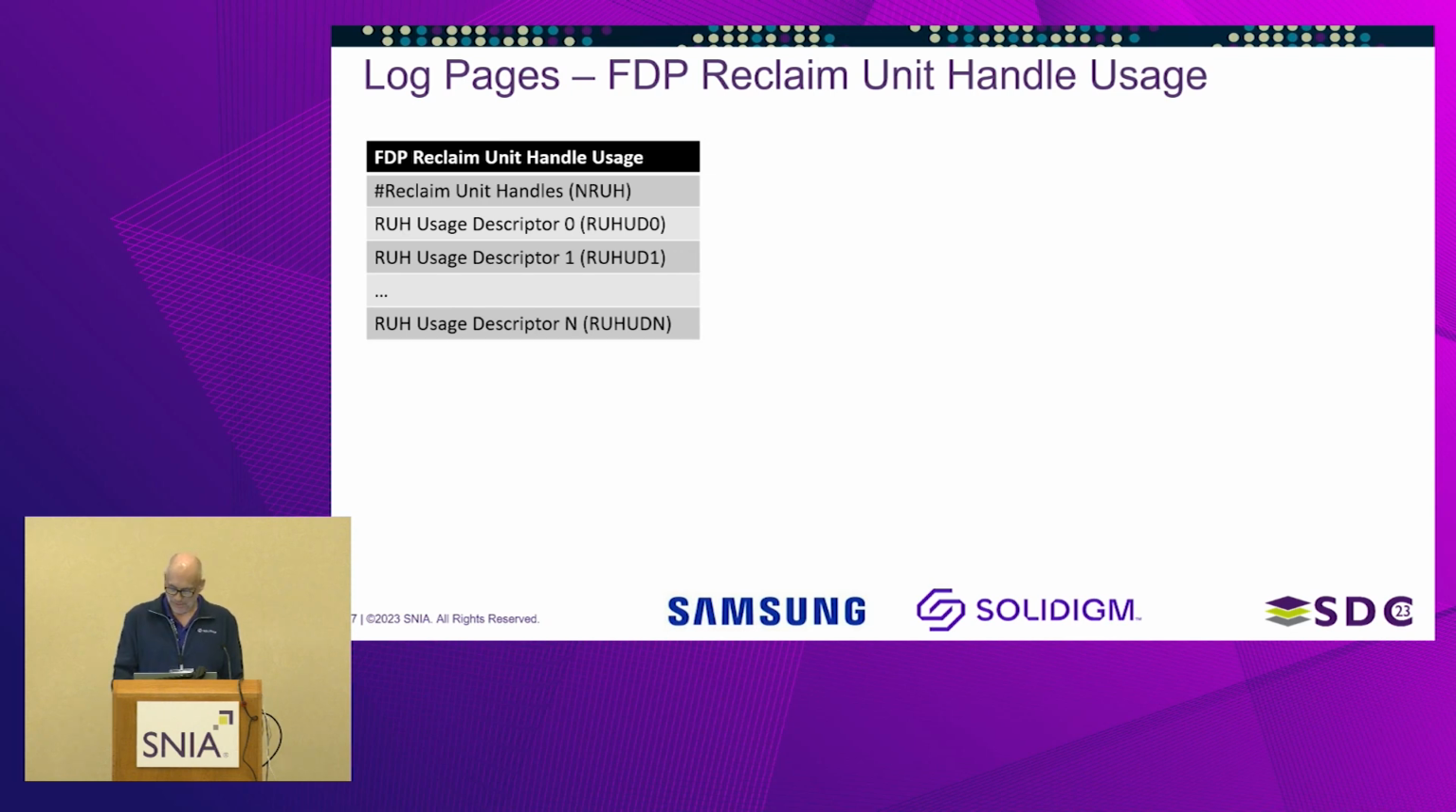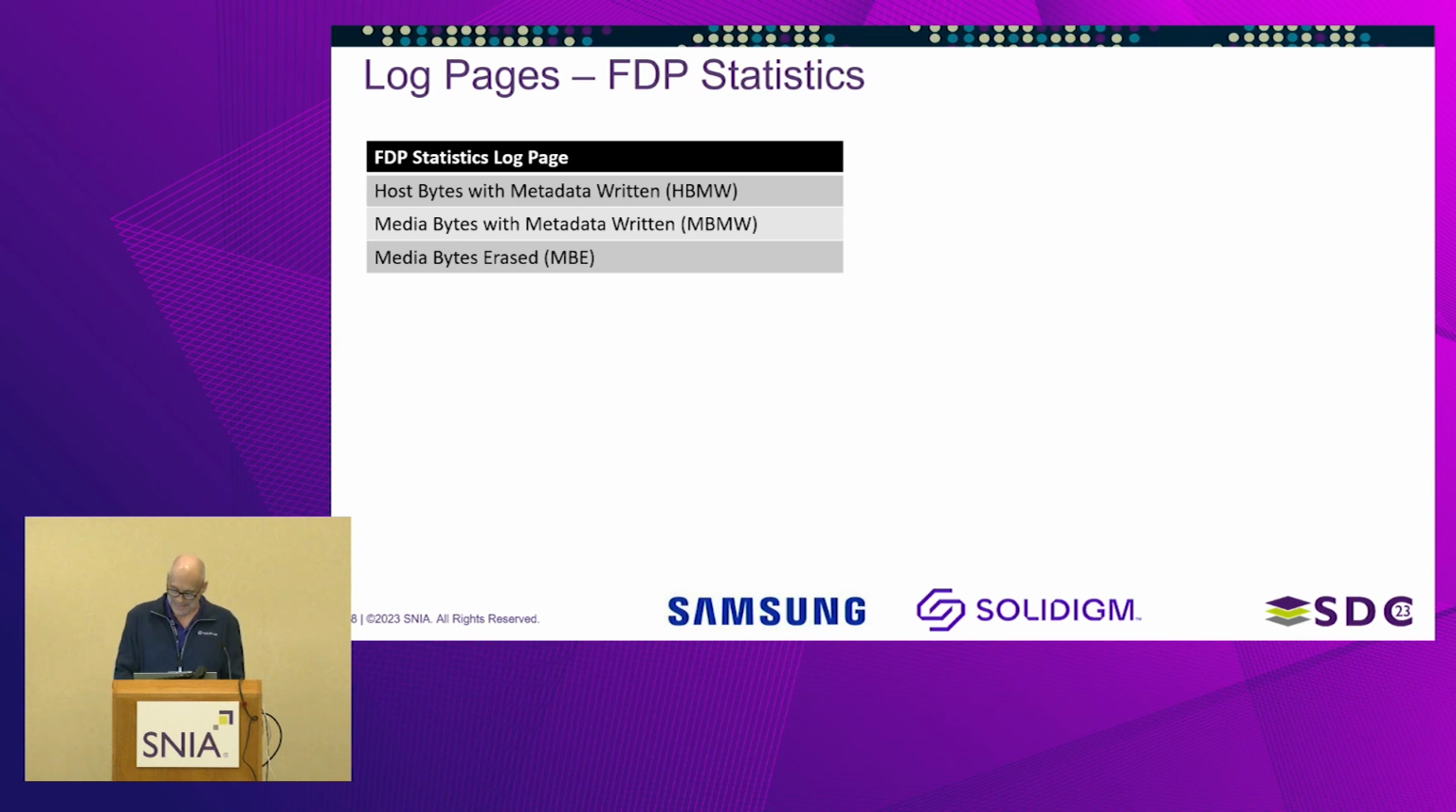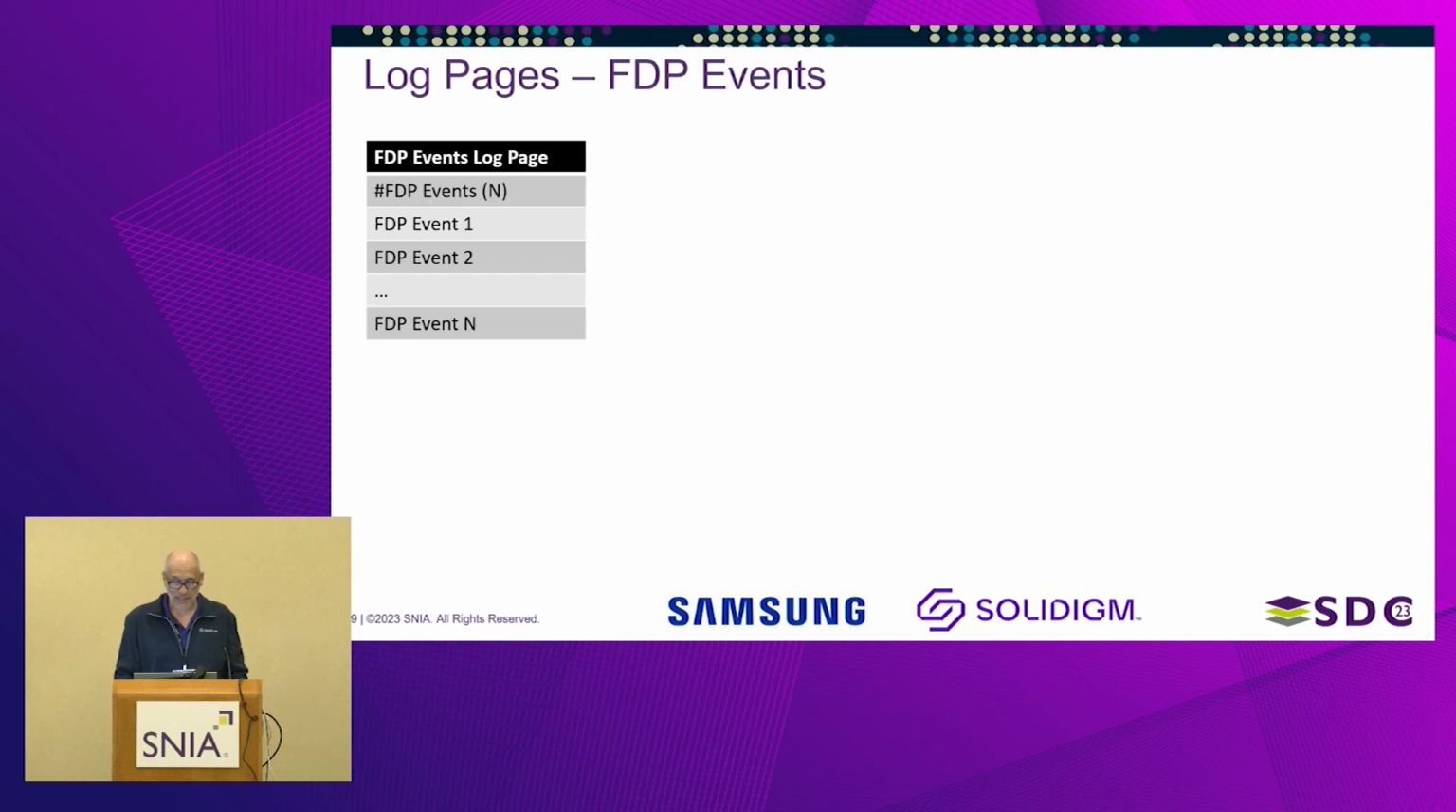So reclaim unit handle, on that one slide where I showed the reclaim unit handles and whether it has a definition provided by the host, this log page just essentially reflects that. If you gave the system a host specified value for the reclaim unit handle, this is where you would see that mapping. Then there's some statistics that are unique to flexible data placement, and this is again over and above what's already in NVMe.